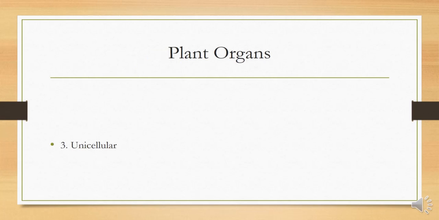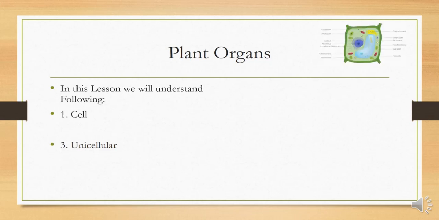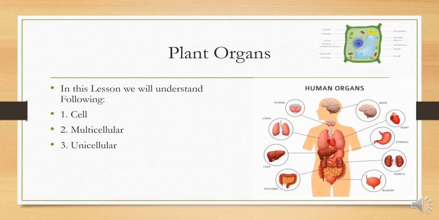Dear students, we are going to start the first chapter, Plant Organs. Before we discuss the plant organs, we must understand the basic knowledge of the organisms. In this lesson, we will understand the following. Number 1, cell. Number 2, multicellular organisms. Number 3, unicellular organisms. And tissues. Finally, the organ and organ system.